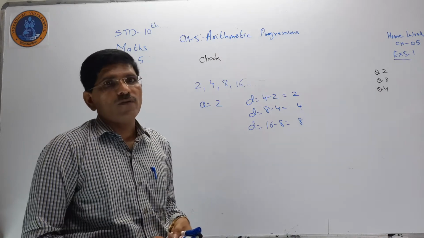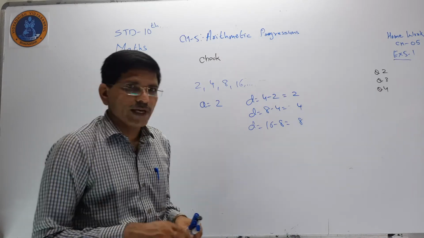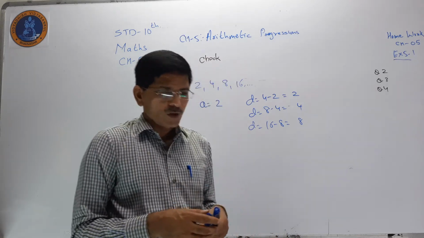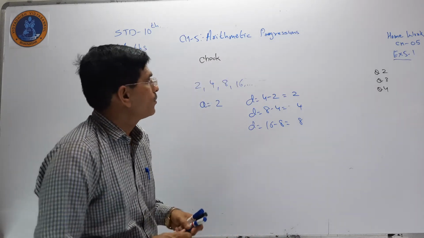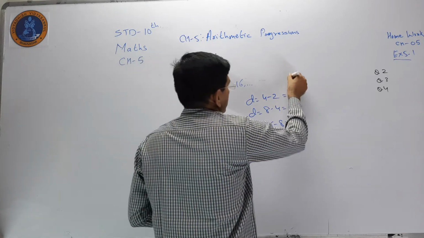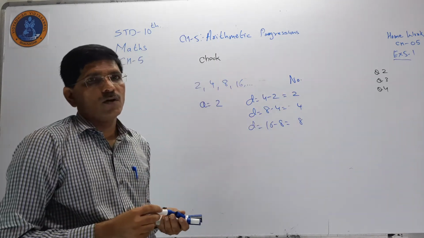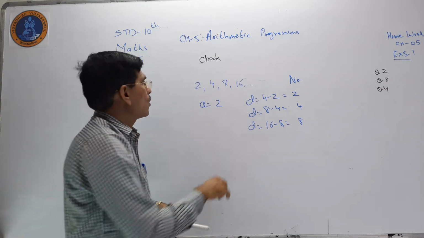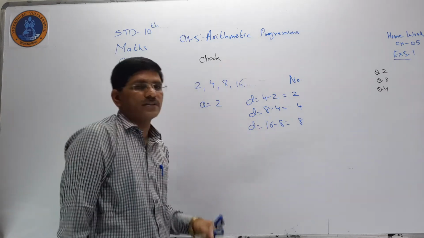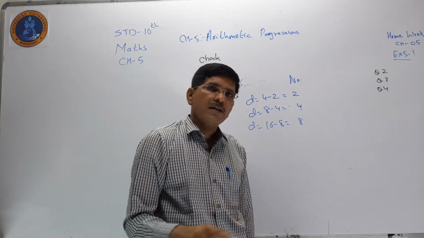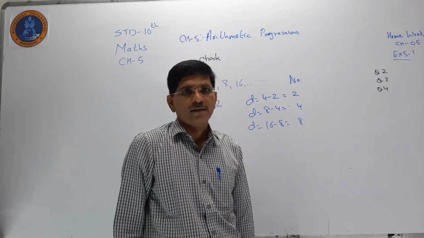So when such sums are there, we have to check and say either yes or no. So we can say no, it is not an arithmetic progression. Why? Because the common difference is not the same everywhere. When the common difference is the same everywhere, then we can say yes.